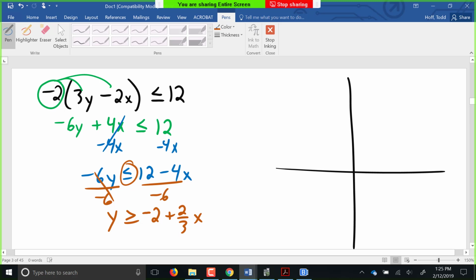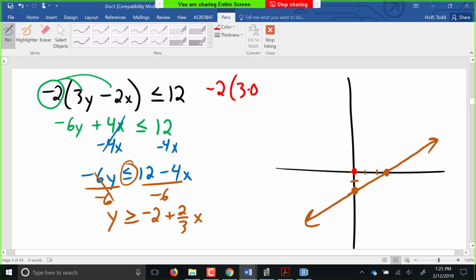So we start out at 0, negative 2, and from there we go up 2 over 3. There we go. Solid or dashed? Solid. Now our guess is we're probably going to color in the top. Let's test a point to be sure. 0, 0 is obviously above the line.